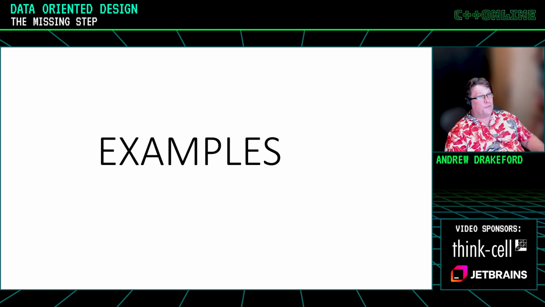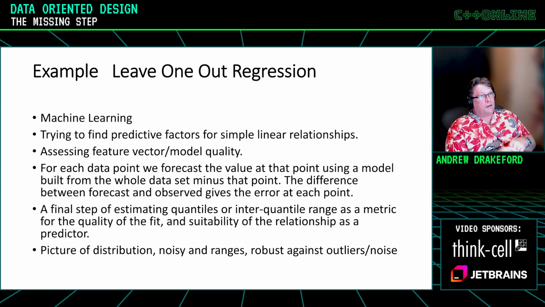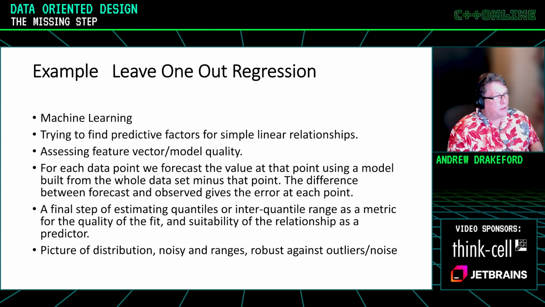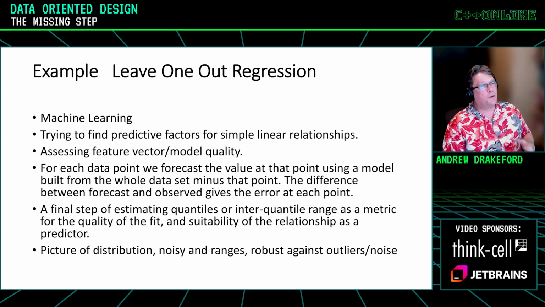Now we're going to work through an example. This is a leave-one-out regression problem. About 15 years ago, I was part of a machine learning quant fund, and we were looking for predictive factors to predict the market so we could make better investments.